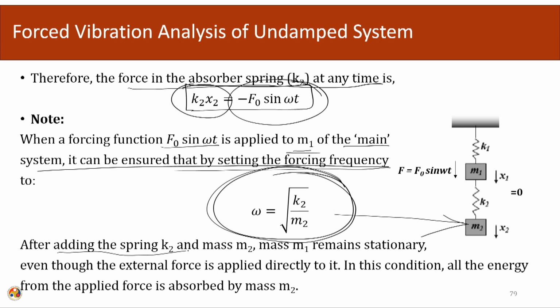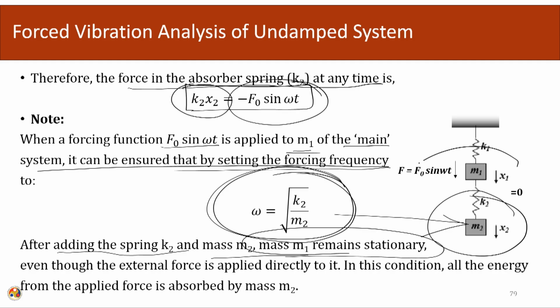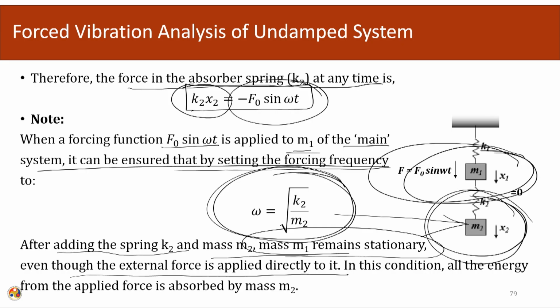So, after adding the spring K2 and mass M2, the M1 mass remains stationary. Why? Because this system is acting like a vibration absorber. This system behaves as a stationary system, even though the external force is applied directly to it. In this condition, all the energy from the applied force is absorbed by mass M2. Since the frequency of this system is equal to the forcing function frequency, all the energy is absorbed by this particular part, which is acting as a vibration absorber.